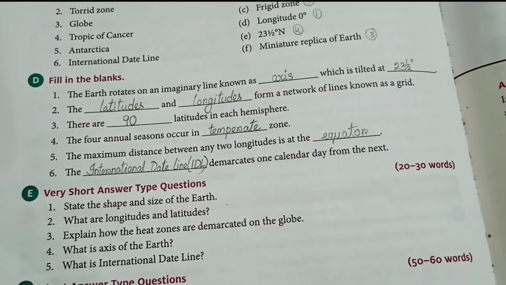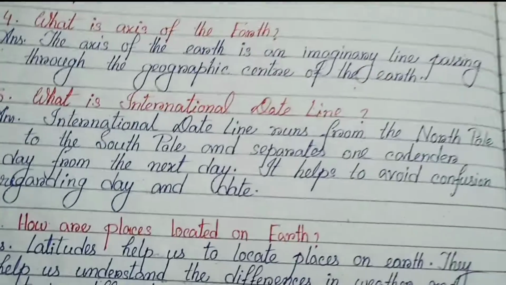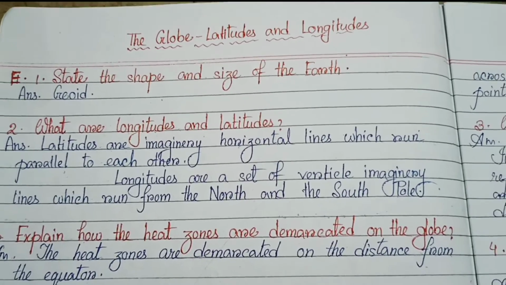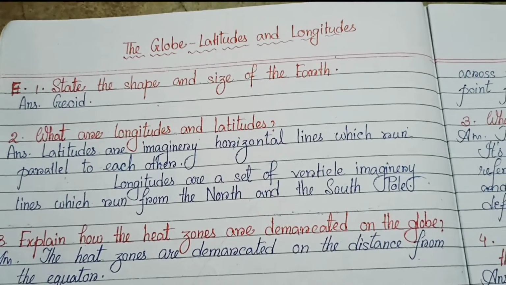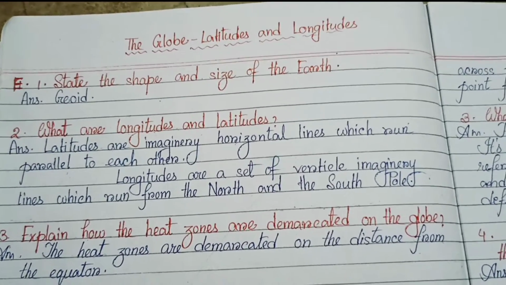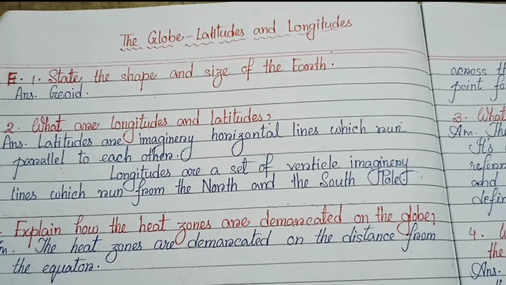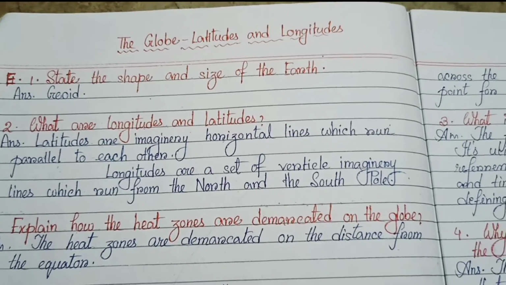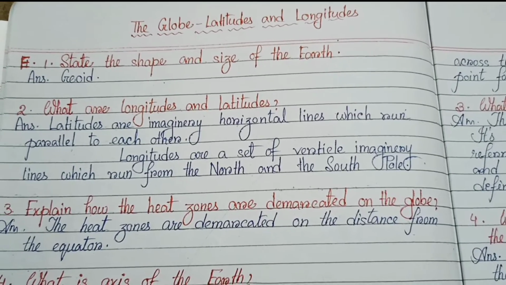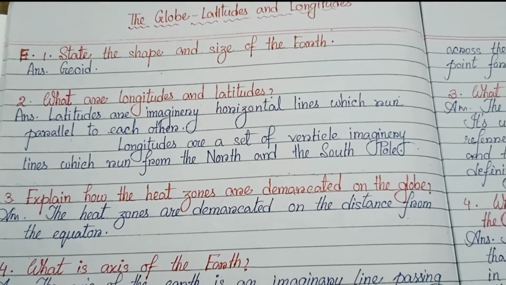Next one, question answer part. Number E, very short answer type questions. Number 1, state the shape and size of the earth. That is geoid. Number 2, what are longitudes and latitudes? Latitudes are imaginary horizontal lines which run parallel to each other. Longitudes are a set of vertical imaginary lines which run from the north and south pole.